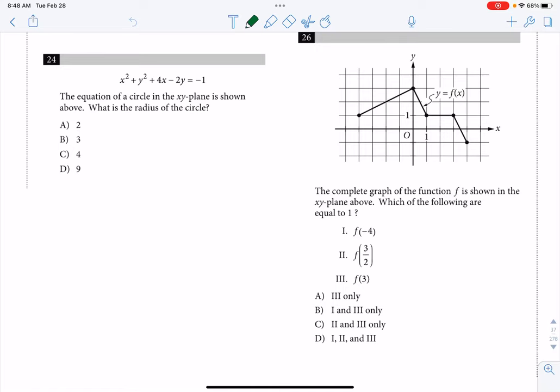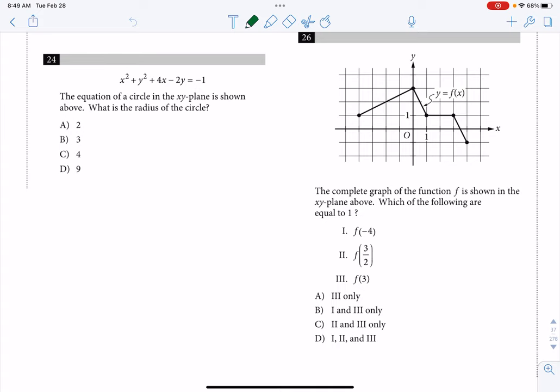Okay, for this problem, the equation of a circle in the xy plane is shown above. What is the radius of the circle? Then you have to know the standard form of the equation of a circle. You have to know that.